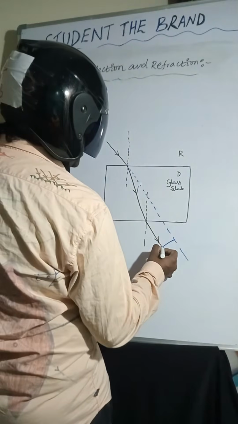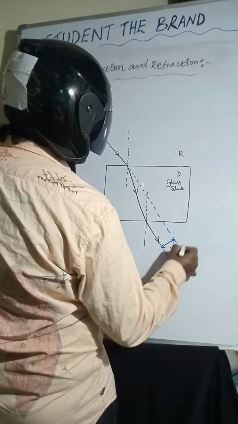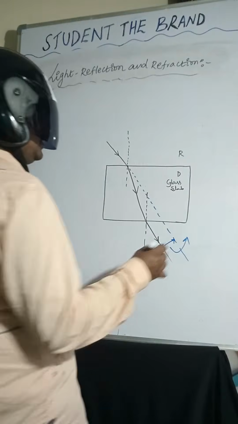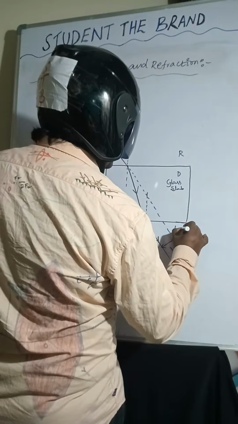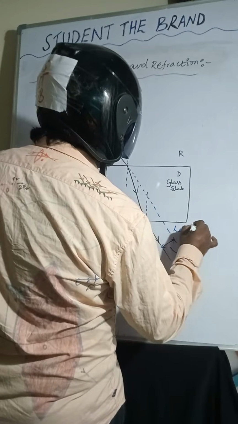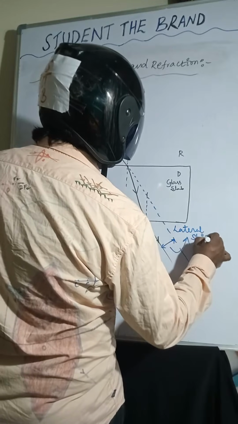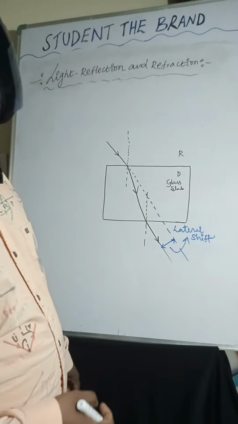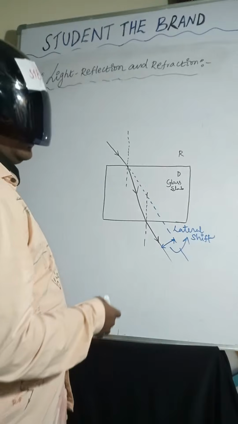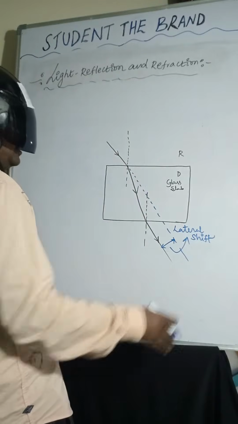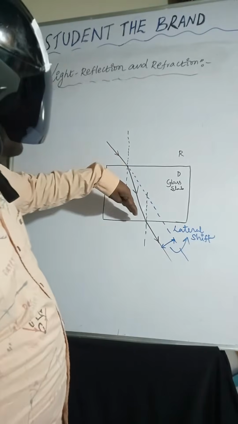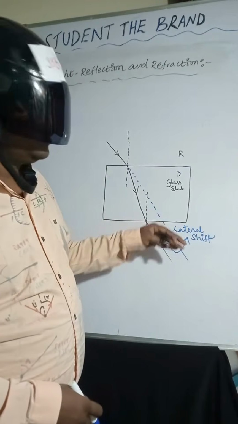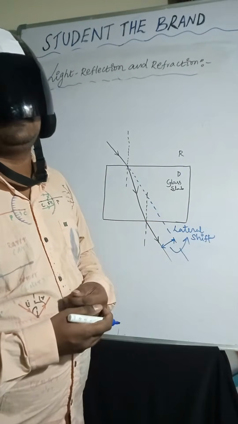The distance between the emergent ray and the initial direction of the incident ray is called lateral shift, or lateral displacement. Okay, so incident ray, refracted ray, emergent ray. The distance between the emergent ray and the initial direction of the incident ray is called lateral shift.